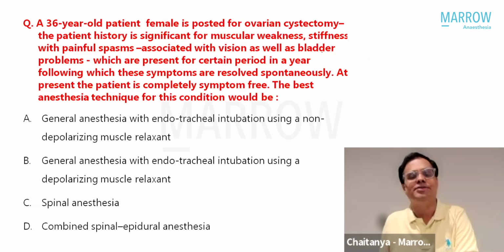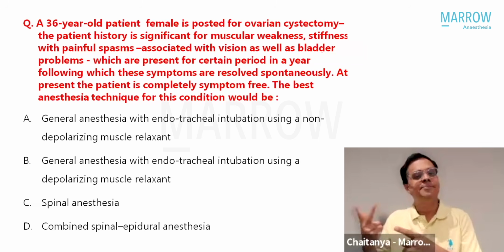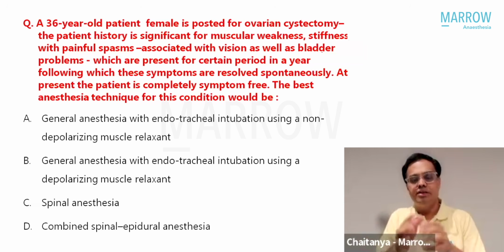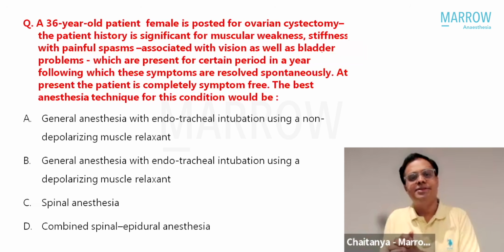So we'll rule out two options. Option C and option D, we are going to rule out: spinal anesthesia and combined spinal epidural anesthesia, though it is not absolutely contraindicated. Again, I'm telling you, the absolute contraindications for regional anesthesia are raised intracranial pressure, bleeding disorders, local site infection, and patient refusal. These are all absolute contraindications. We are talking about relative contraindications. In this relative contraindication, it is better not to go with any regional anesthesia.